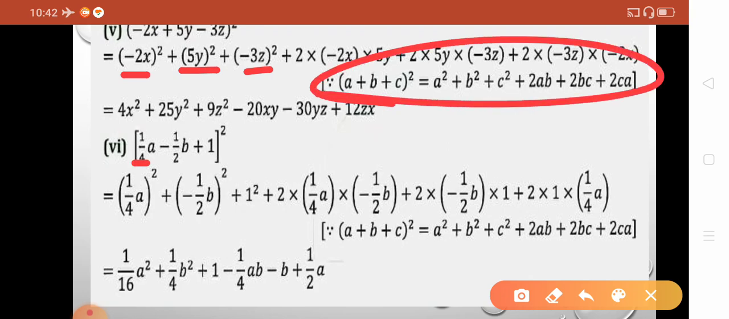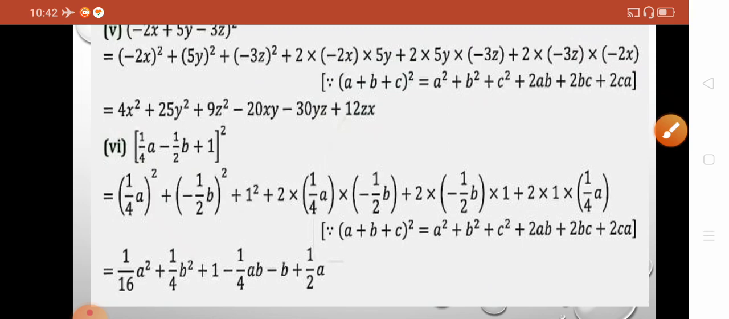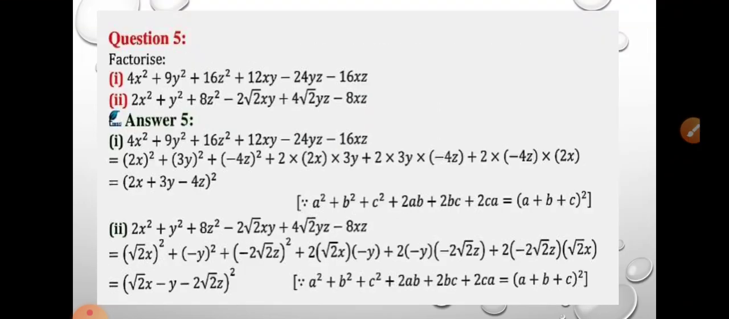Next, the value of a is minus 1 by 4a, the value of b is minus 1 by 2b, and the value of c is 1. So if you learn the identity, it is very easy for you to simply put the values.